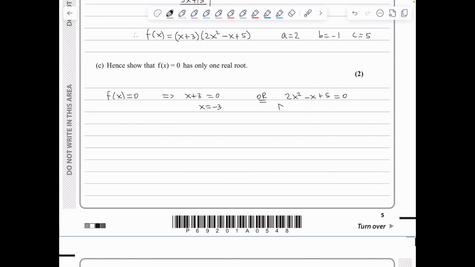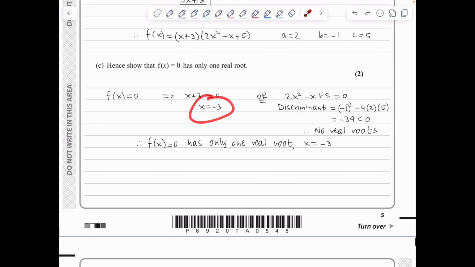The discriminant is b squared minus 4ac. So in our case, we are looking at negative 1 squared minus 4 times 2 times 5, which gives an answer of negative 39, which is less than 0. And therefore, we conclude that we have no real roots out of the quadratic. We know that if the discriminant is negative, this means that if I was to apply the quadratic formula, I would have to take the square root of negative 39, which has no real solutions. And therefore, overall, we conclude that f of x is 0, has only one real root, that x is negative 3.